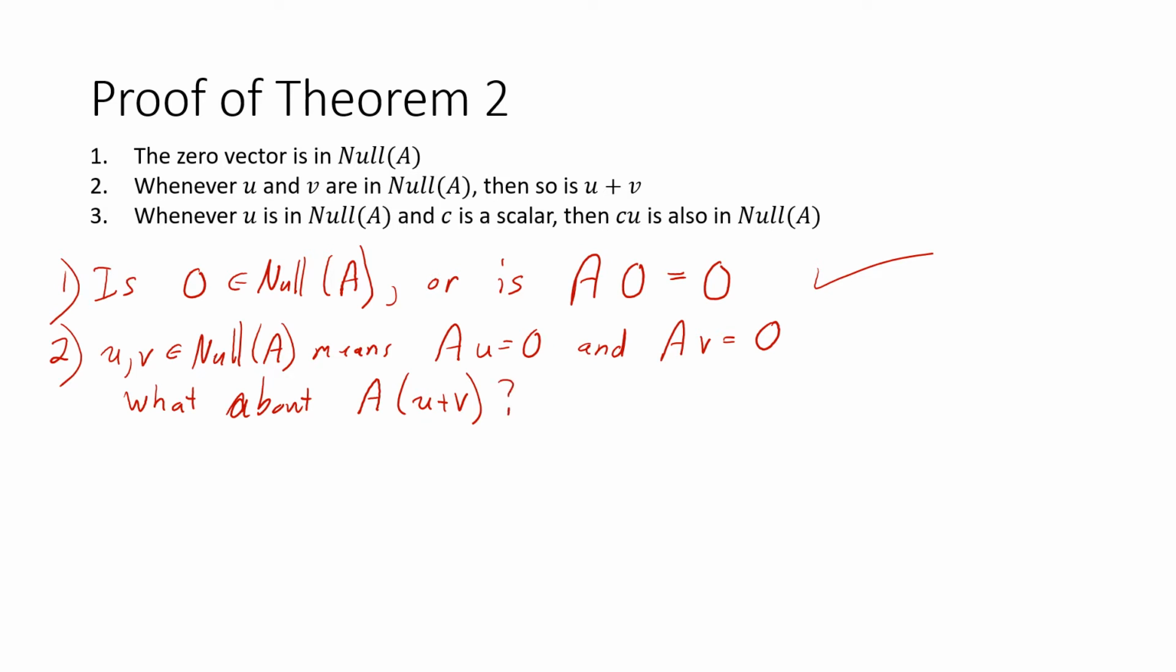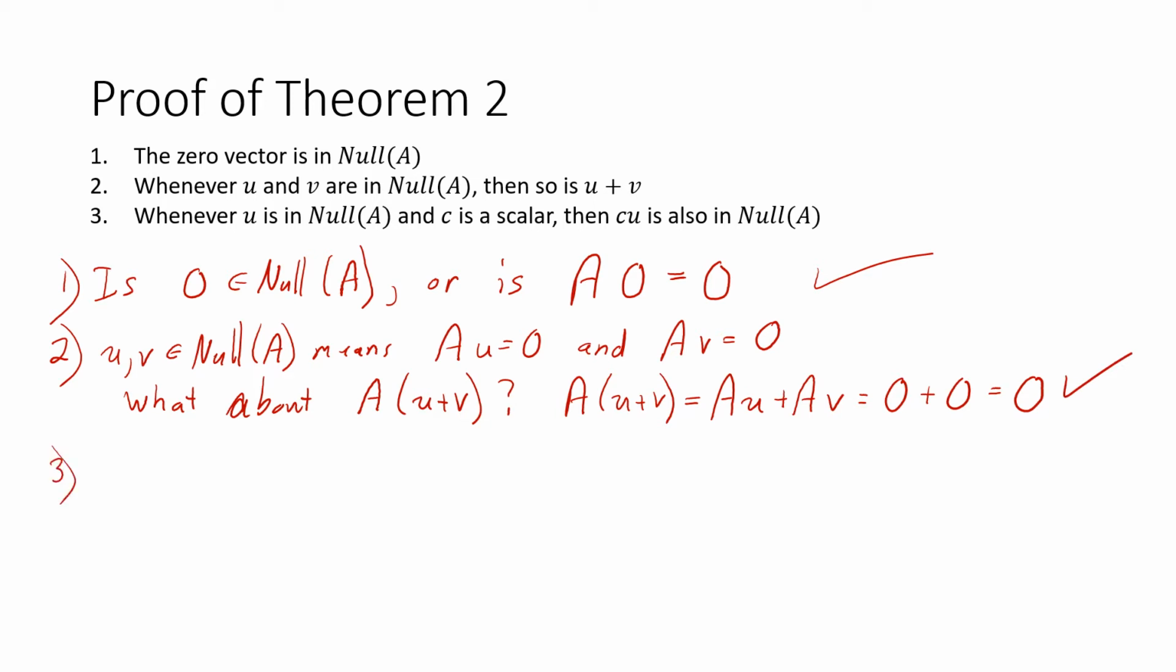Well, this is matrix multiplication, so we have some properties. We know that A of U plus V is equal to A of U plus A of V. That was the distributive property of matrix vector multiplication that we saw back in chapter 1. But AU is equal to 0 and AV is equal to 0, so A of U plus V is equal to 0. So U plus V is another vector that turns into 0. Done. It satisfies the second condition.